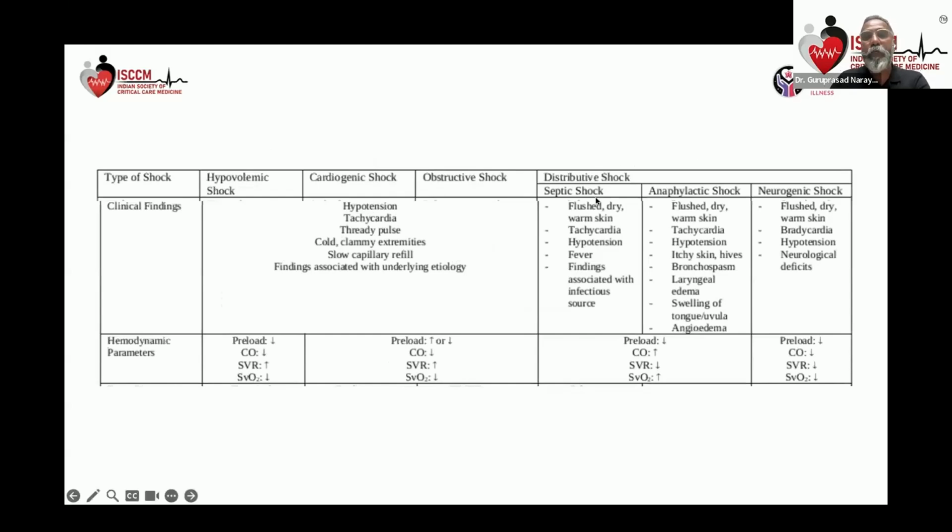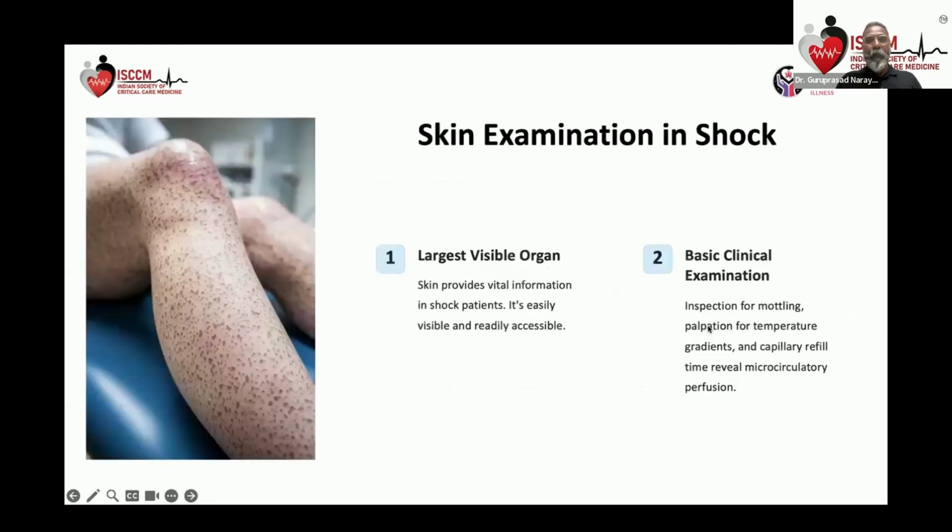And the distributive shock, again, the septic, anaphylactic, neurogenic. You can see most of the time the patient is tachycardic, except in a neurogenic shock, where the patient is bradycardic. And if a patient is in anaphylactic shock, he may have itchy skin, a bronchospasm, a laryngospasm, or an angioneurotic edema.